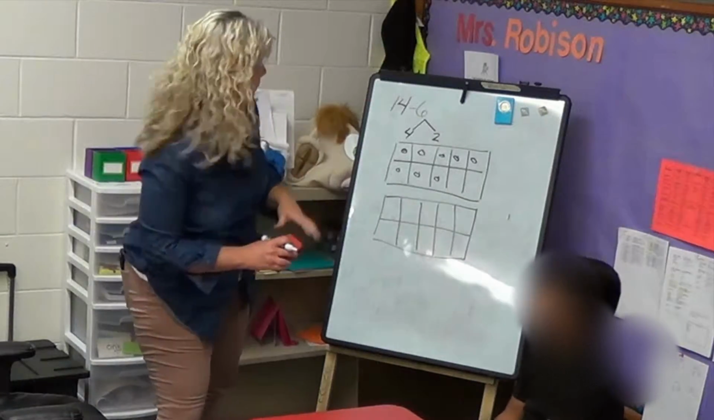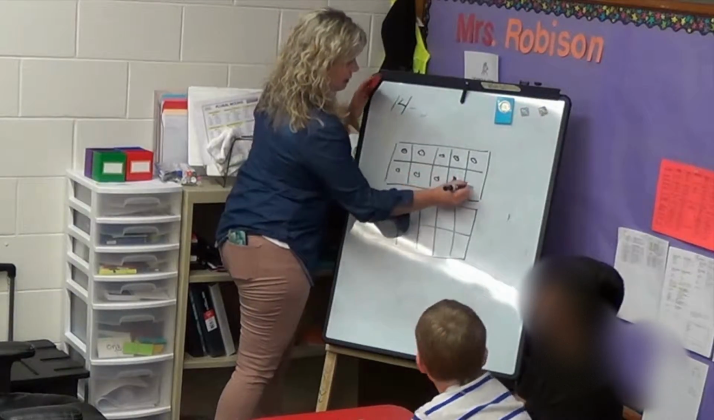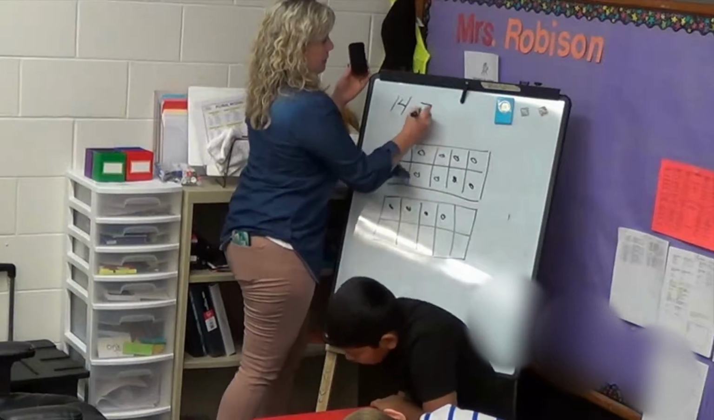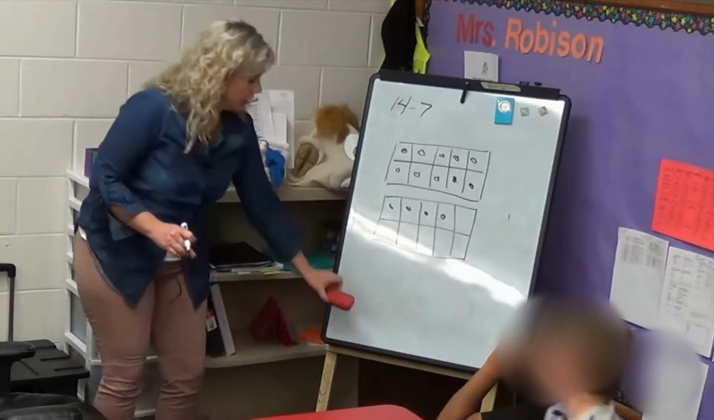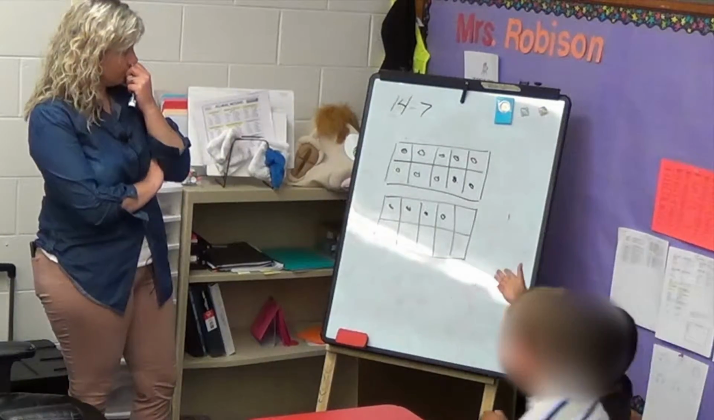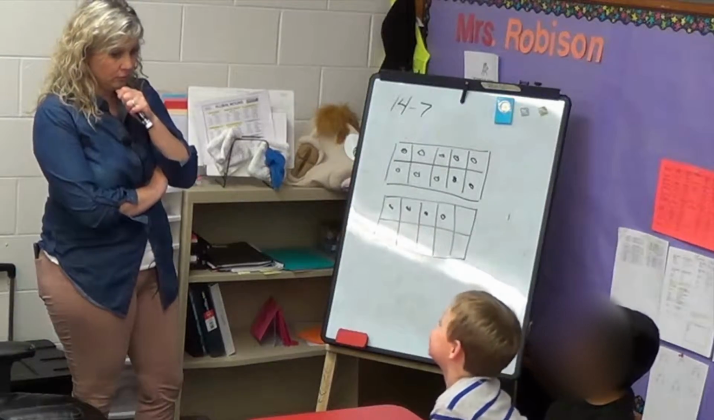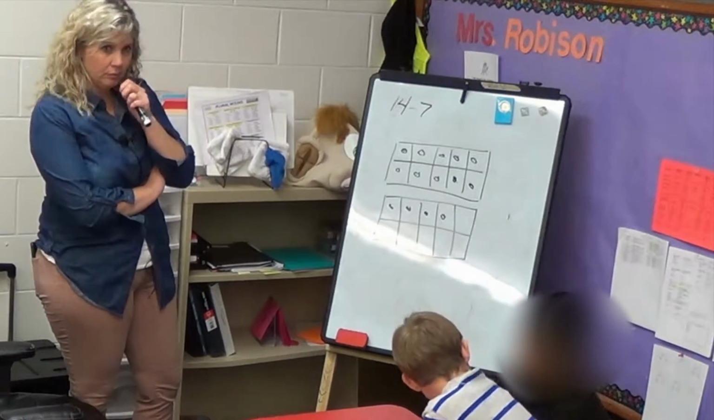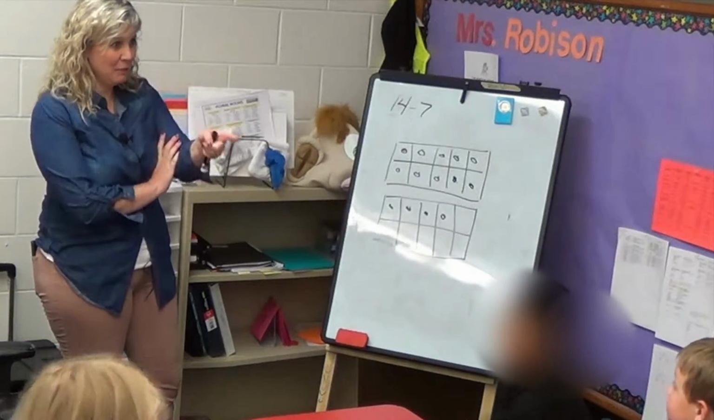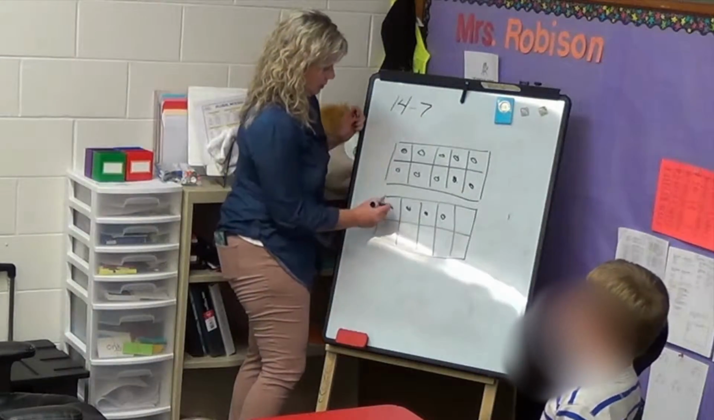Let's do a different one. Okay, what if I want to take away, I'm going to put my 14 back. What if I want to take away 7? Talk to your neighbor and see if you can figure out how to take away those 7. Take away the 4 on the bottom and then 3 more. All right. Tell me what you would do. Take away 4 from the bottom. Take away 3 from the top.